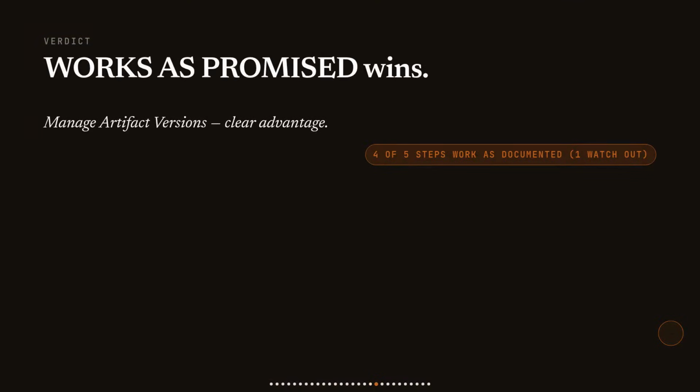Step 5 works as promised. Version selector and diff toggle are built in, and they do what they say. The read-only restore is a mild friction point, but the fix is just one sentence to Claude. Save this version again. 4 of 5 steps solid now.